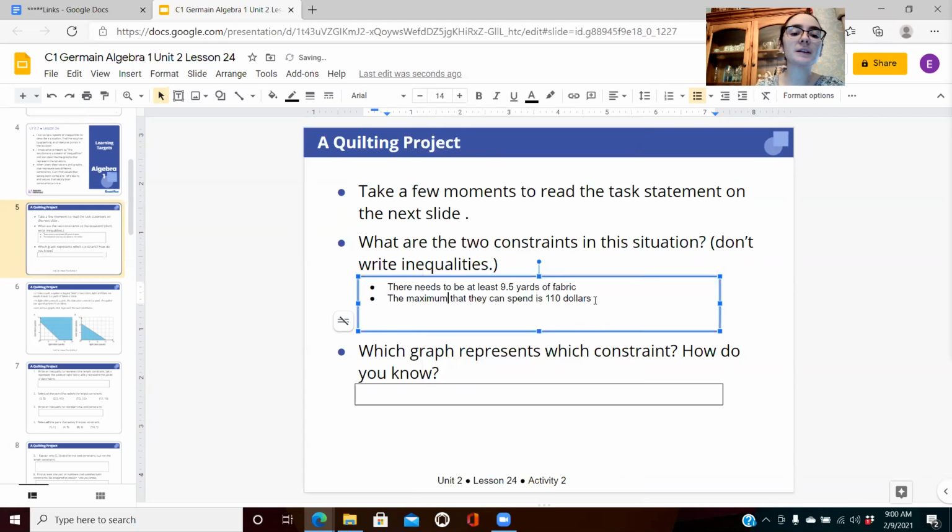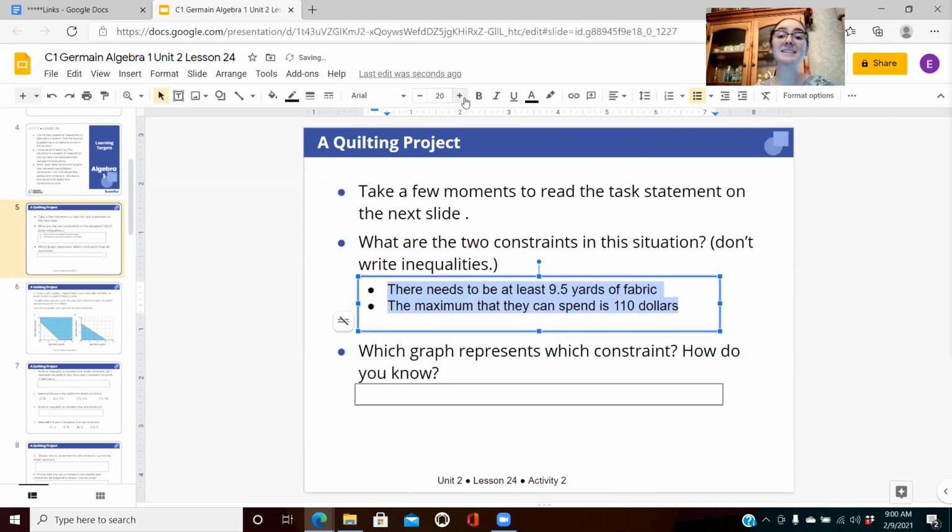Here, I didn't need you to write them as inequalities yet. I just wanted you to verbalize them as a sentence. So they need at least 9.5 yards of fabric. Most important word there is at least. Okay, and then we also know that we need to spend a maximum of $110. Okay, so that's our first one.